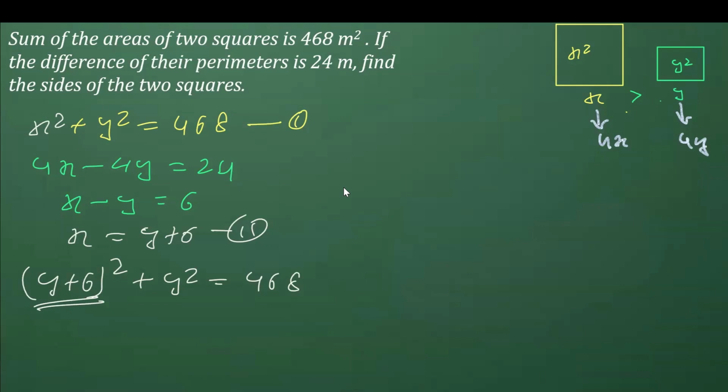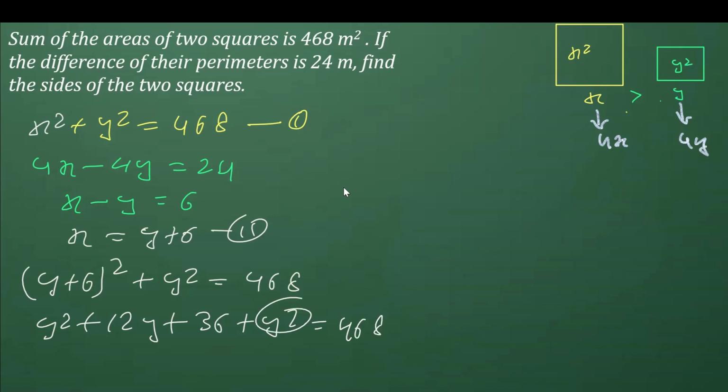So we are going to apply a plus b whole square over here. On applying this, what we will get? First is a square, that is y square, plus 2 times the product, that is 12y, plus 6 square is 36, plus y square is equal to 468. Now check, we have y square and y square, that is 2y square plus 12y. And if I transpose this to the left hand side, it will be subtracted. So 468 minus 36 is 432.